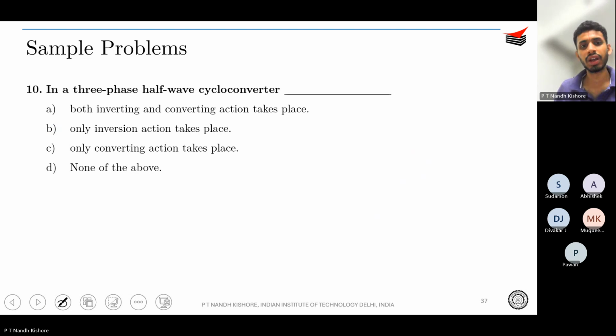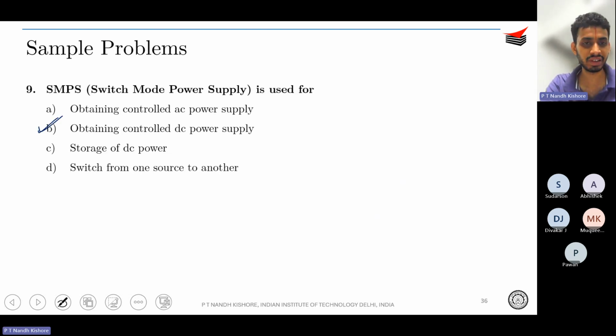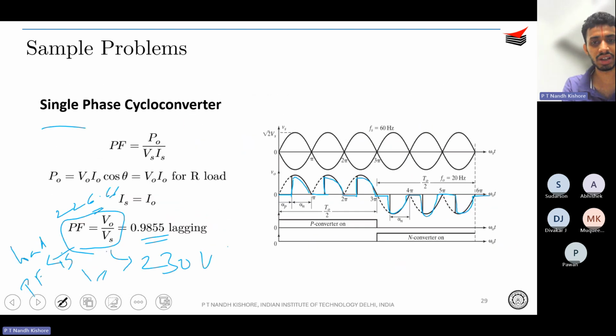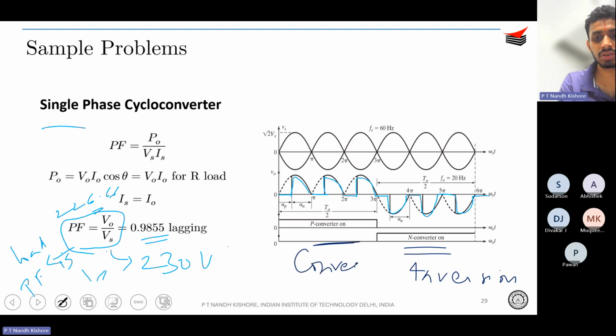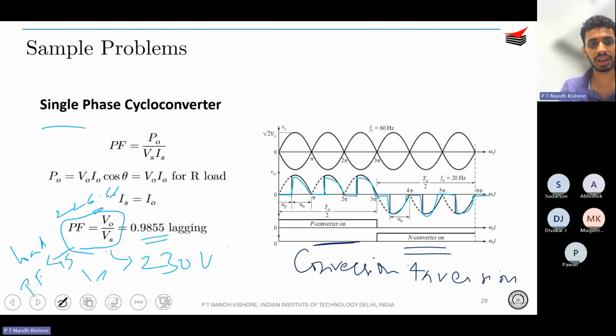Okay. In a three-phase half-wave cycloconverter, what takes place? Both inverting and converting action, only inversion, only conversion, or what? So again, just now we were seeing about cycloconverters. You can understand both inversion and conversion are happening, right? Over here, you see both inversion and conversion are going to happen. This is basically the inversion period. And this is your conversion. So both inversion and conversion are happening.